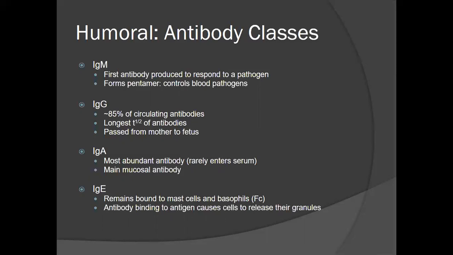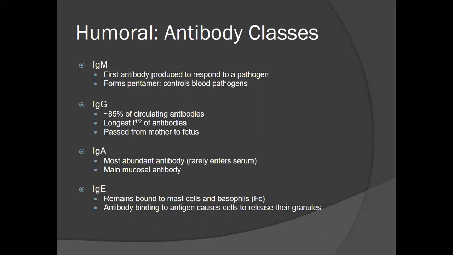So it's rarely in circulation. And typically what you actually see with IgA is the Fc regions of two antibodies come attached. So it's basically like two Ys that are kind of facing out from one another. They link together.